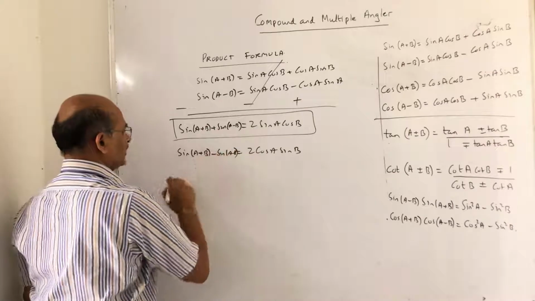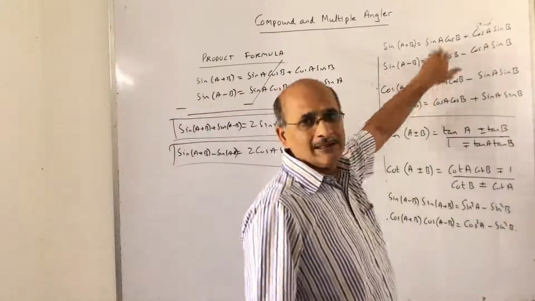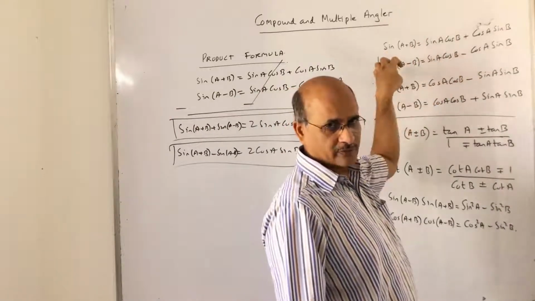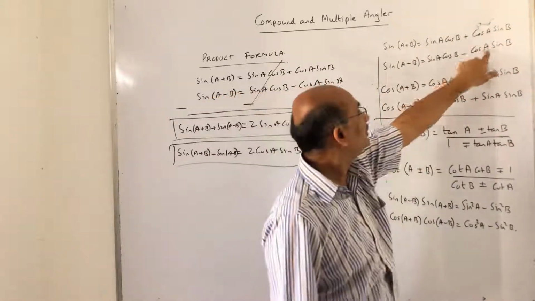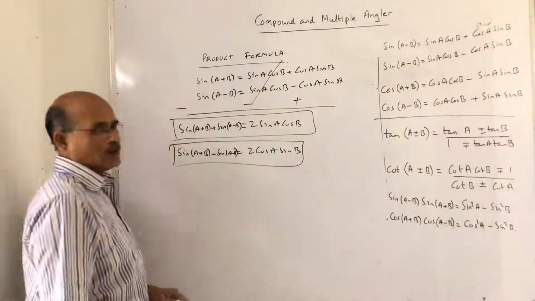Now how to remember? Very easy to remember. I'll tell you how, pay attention. Sine cos is the first term, so 2 sine cos means addition. 2 cos sine means subtraction. Very simple to understand. I hope you got this point, please children.